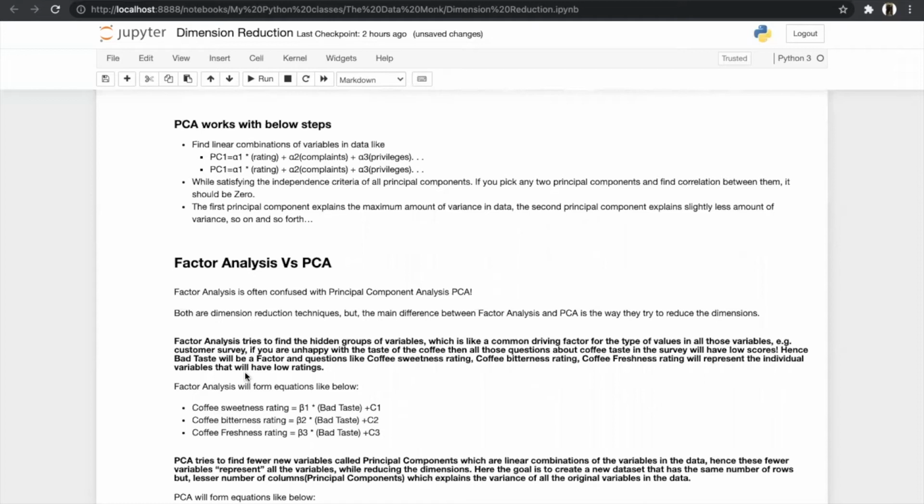But PCA tries to find fewer new variables called principal components, which are linear combinations of the variables in the data. Hence, these fewer variables represent all the variables while reducing the dimension. Here, our goal is to create a new dataset that has the same number of rows but fewer columns, or principal components, which explain the variance of all the original variables in our data.